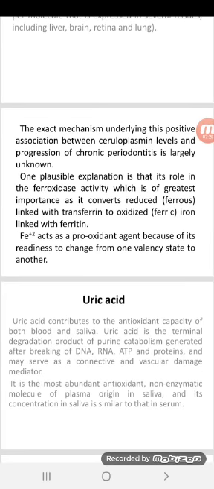The exact mechanism underlying this positive association between ceruloplasmin level and progression of chronic periodontitis is largely unknown. علاقة السيرولوبلازمين والchronic periodontitis هي مو واضحة.